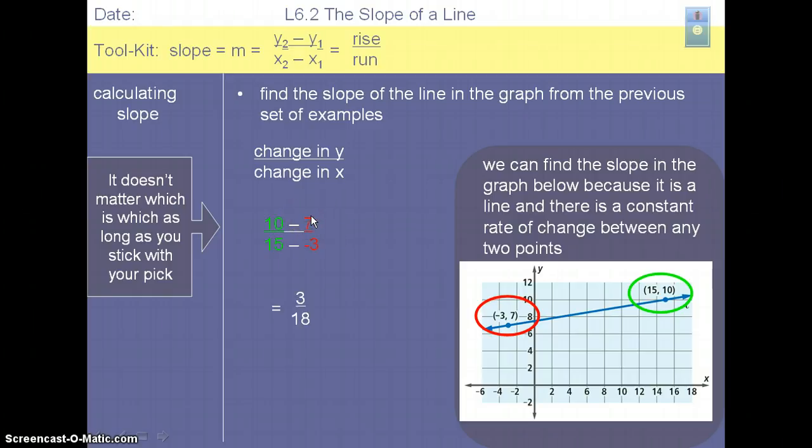We'll go ahead and calculate here. We come up with a change in y of 3 and a change in x of 18. And now we'll simplify. The slope here is 1/6, 1 over 6. So in this, we can see the change in y over the change in x. That would mean that y goes up by 1 when the change in x goes up by 6. I'm saying up because they are both positive values.